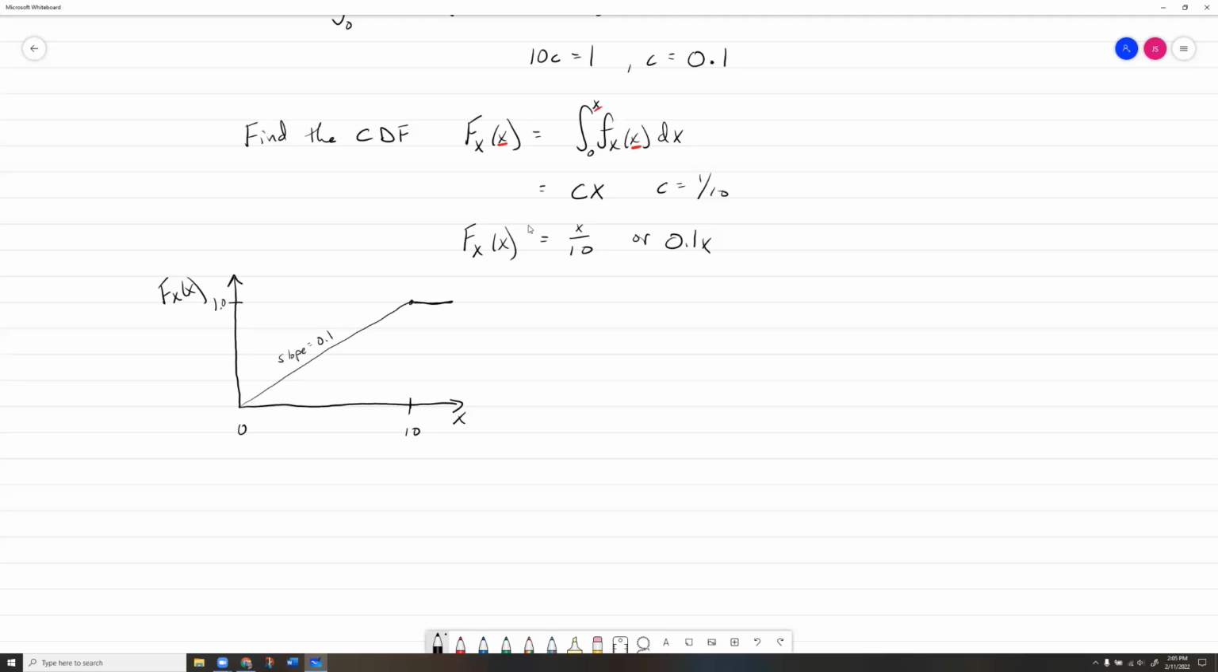We can use this cumulative distribution function to calculate the probability that x falls between some values. So what's the probability that our point load falls between 2 and 5 meters? That's going to be just the integral from 2 to 5 of 1/10 dx.